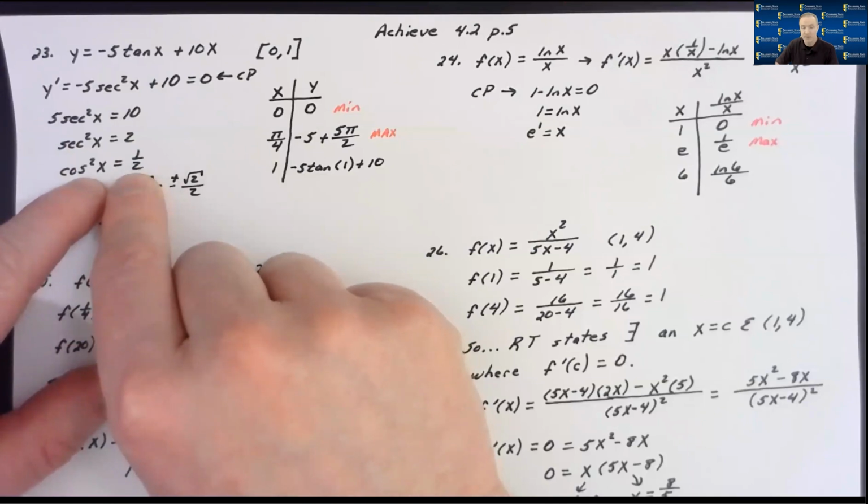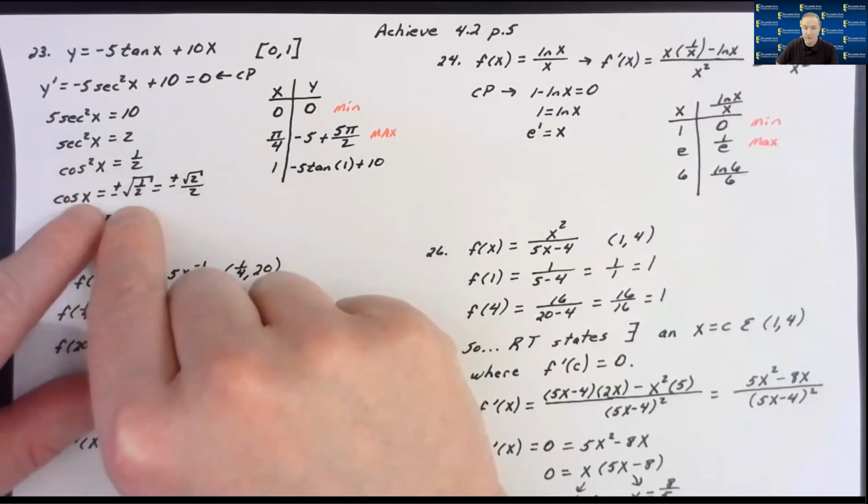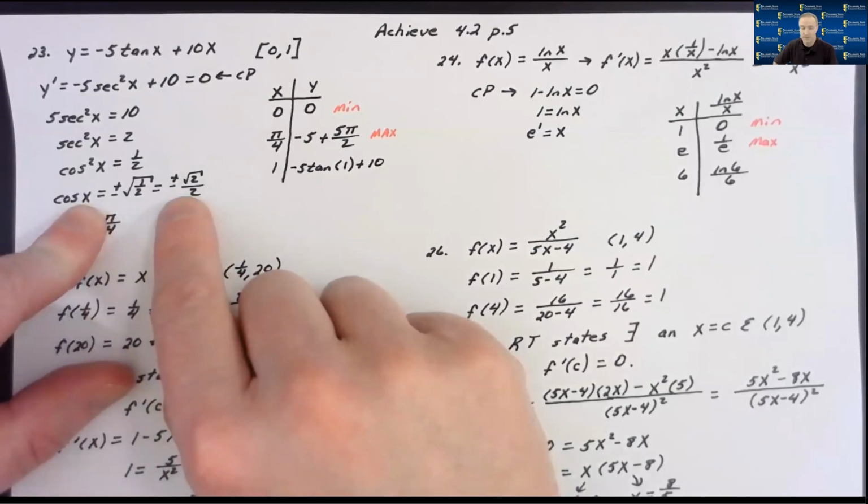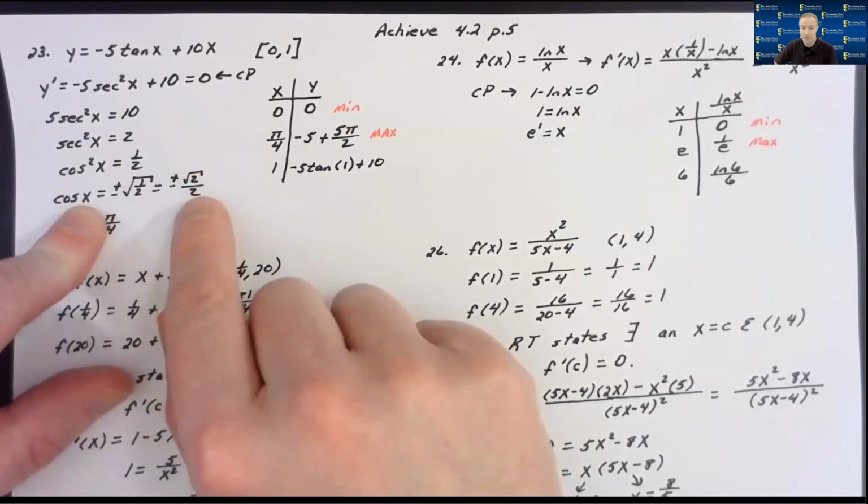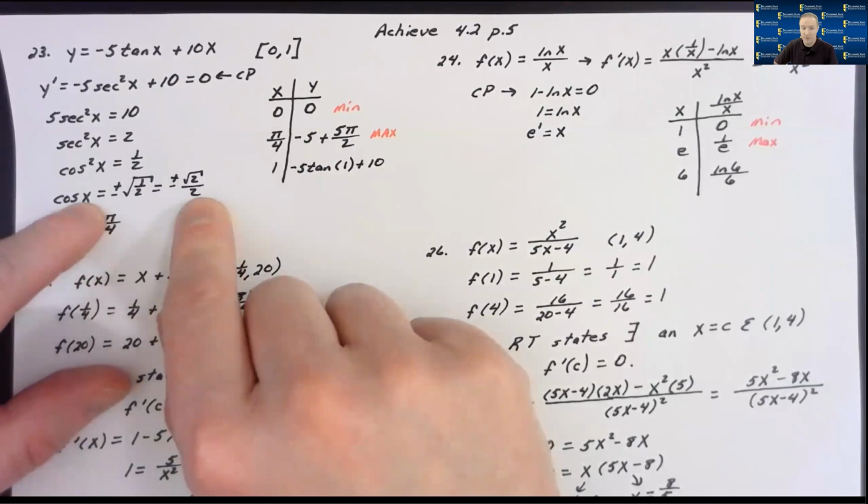Reciprocal of secant squared is cosine squared. Reciprocal of 2 is 1/2. Now we saw this earlier. If you're trying to solve for x, then first you need to take the square root of both sides. And you'd say the cosine of x is equal to the positive or negative square root of 1 over 2, which means the cosine of x is equal to the positive or negative square root of 2 over 2.